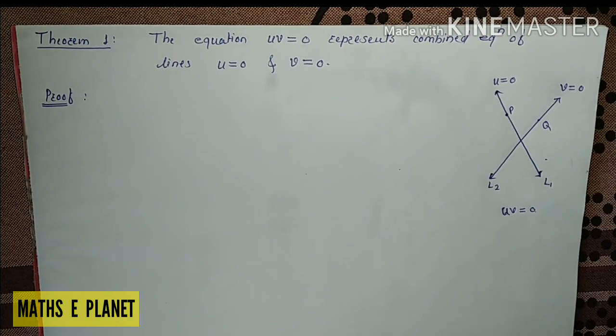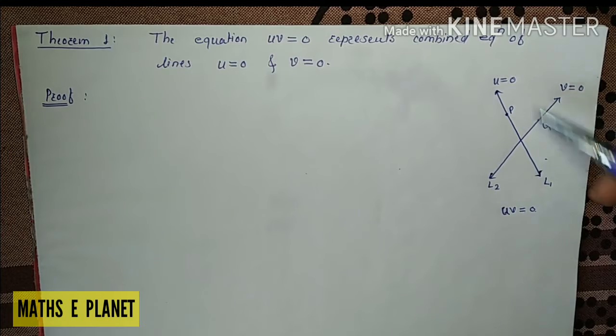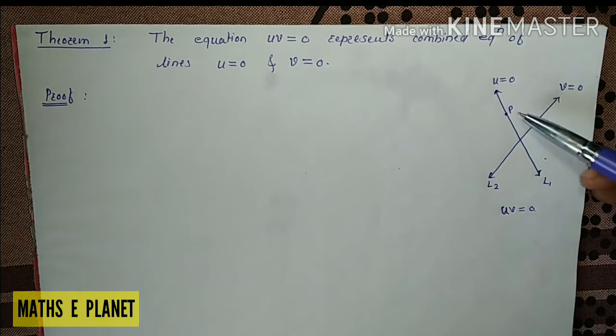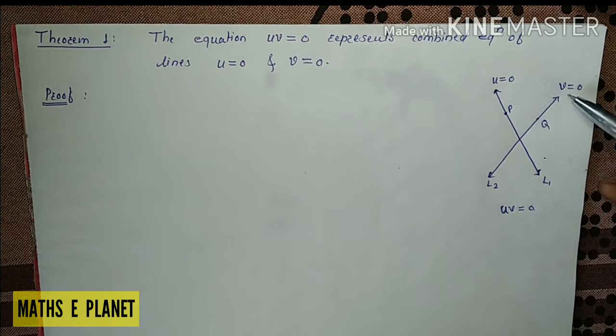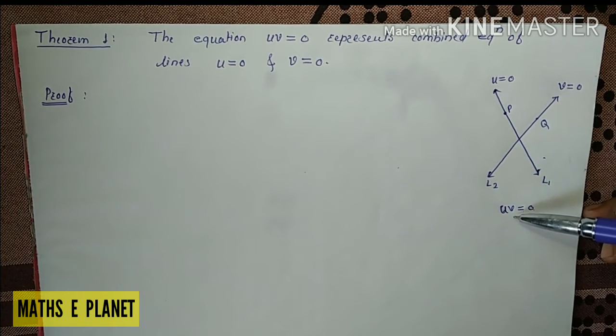Means finally we can say that any point which lies on u is equal to 0 and v is equal to 0, all the points which lie on the lines u is equal to 0 and v is equal to 0, all the points lie on the equation or the locus u into v is equal to 0.